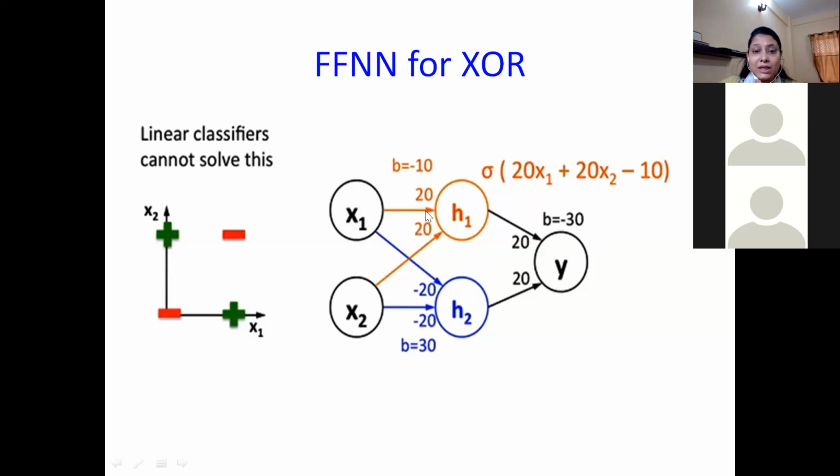Now let us assume that the weight associated with the connecting link coming from x1 to h1 is 20. That means a positive 20, which we know because we can have positive as well as negative values in an artificial neural network. The weight value for this particular link is also 20. For this it is minus 20, this is minus 20, and this is plus 20, the connecting link which comes from H2 to Y, which is the output neuron. And this is also plus 20, which is coming from H1 to Y.